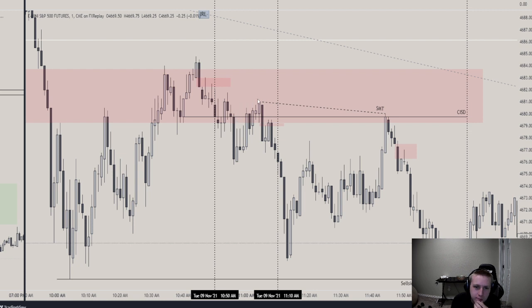We end up coming up, and then we have this fair value gap right here within that macro. And here's a great example. Sorry, not idea. But the fact that we have this fair value gap, we end up immediately selling off, and we don't take the draw on liquidity here. As long as you're taking partials, you're getting paid.